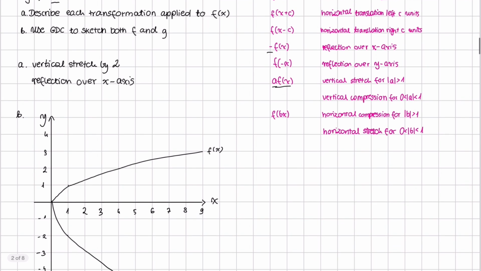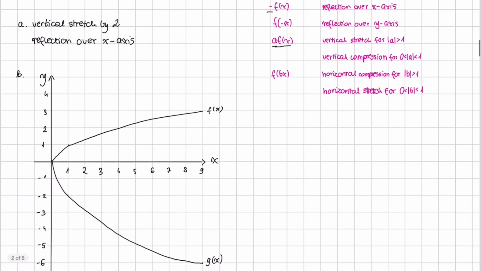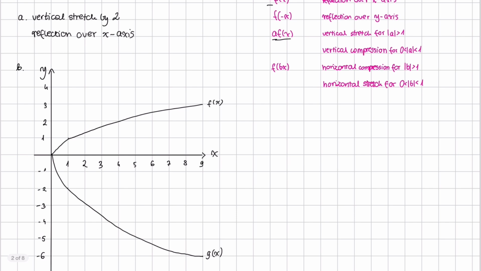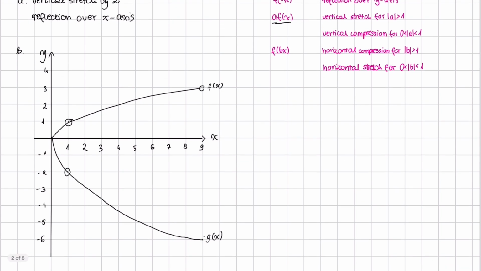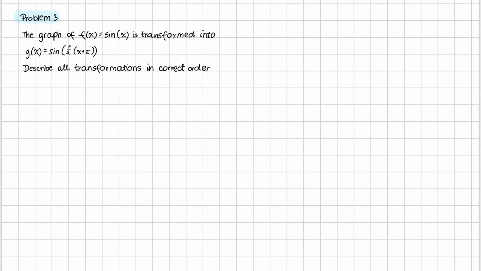So these are our functions, and as you can observe, our function g(x) is reflected over the x-axis and is stretched vertically by this factor 2. So here we have 1 on our y-axis, and here we have minus 2, because firstly it's a reflection, and then we have a stretch by 2. And here also we have 3 on y, and here we have minus 6. So the same situation.